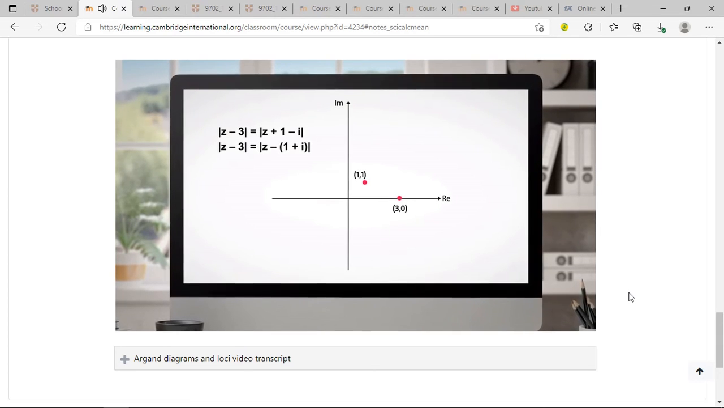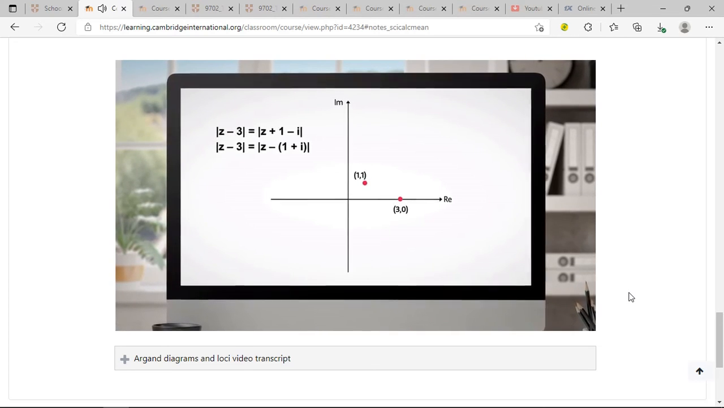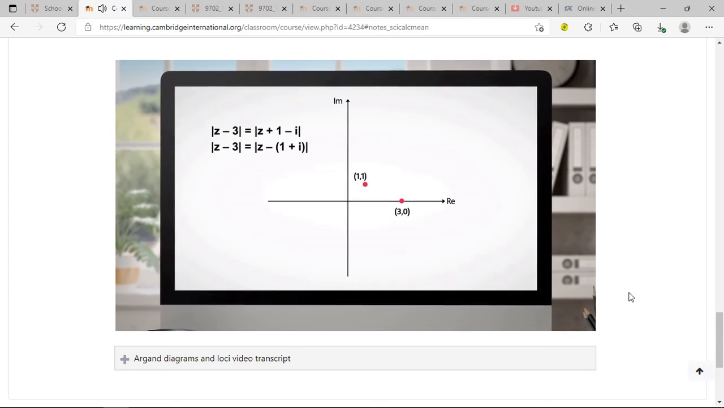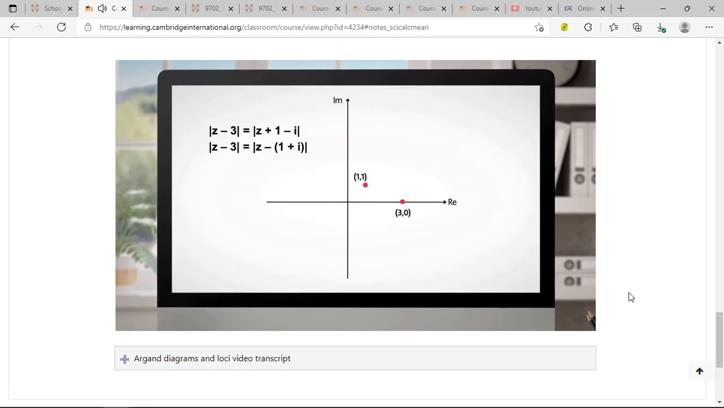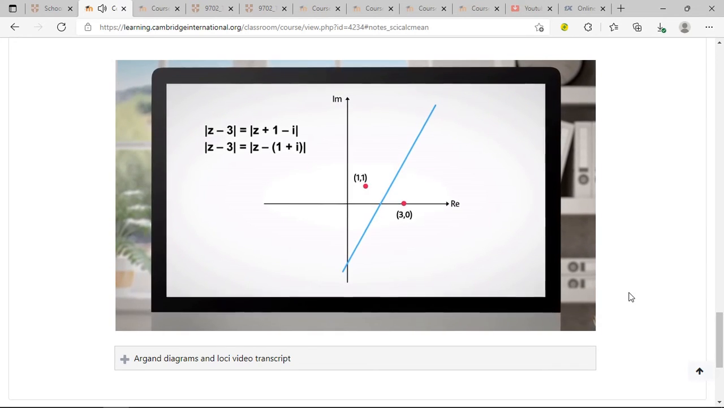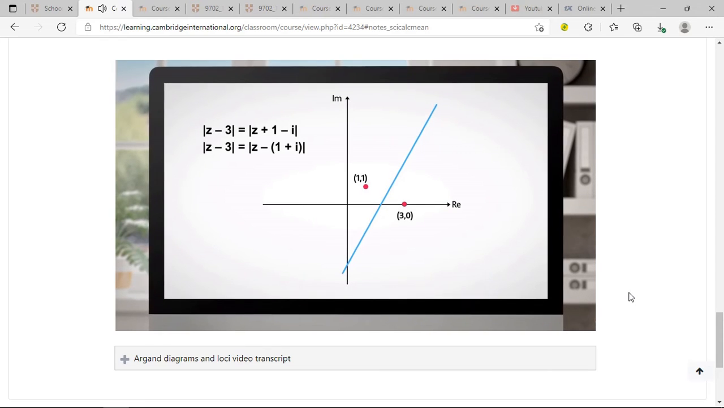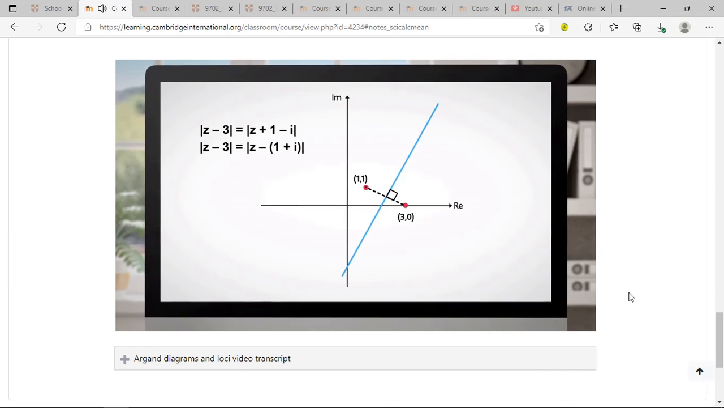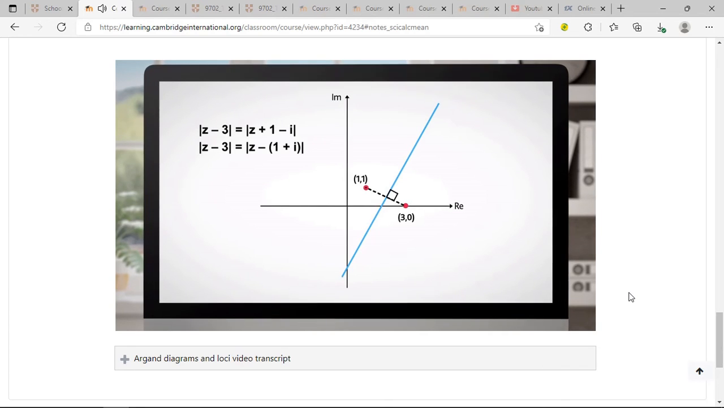The equation you started with tells you that the distance between z and 3 is the same as the distance between z and 1 plus i. This means that the set of points z lies on a line that is equidistant from the points (3, 0) and (1, 1). It's the perpendicular bisector of a line joining these 2 points, since the bisector will always be equidistant from those 2 points.